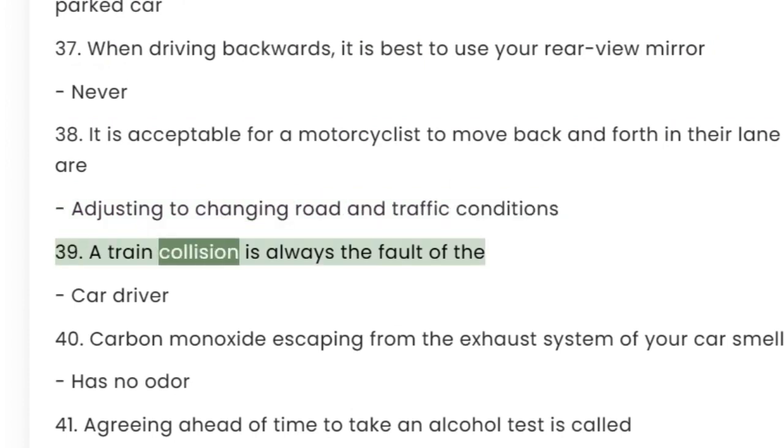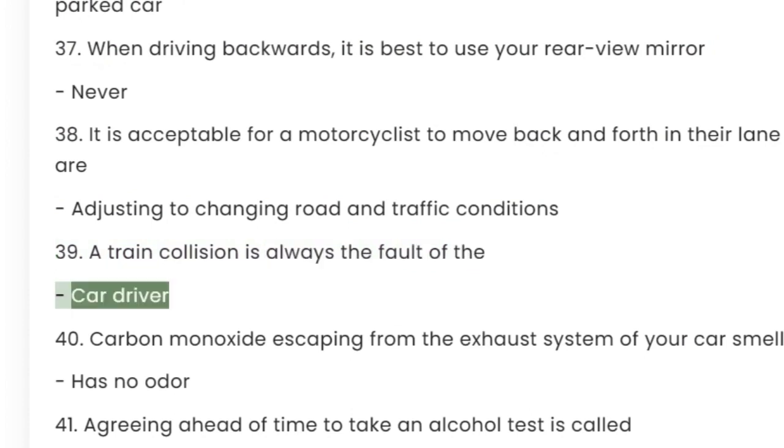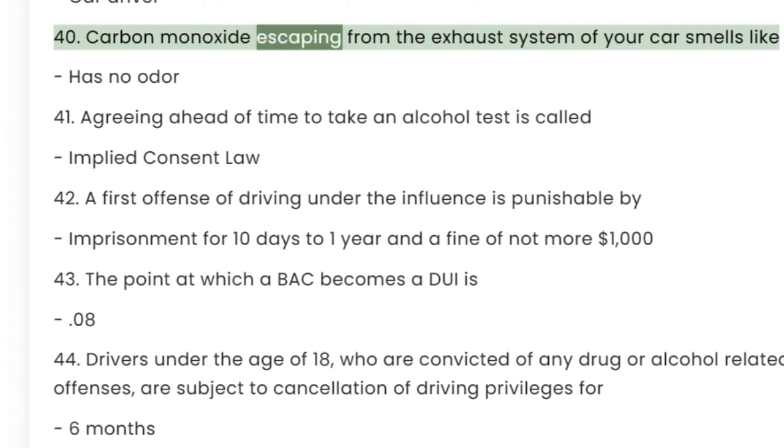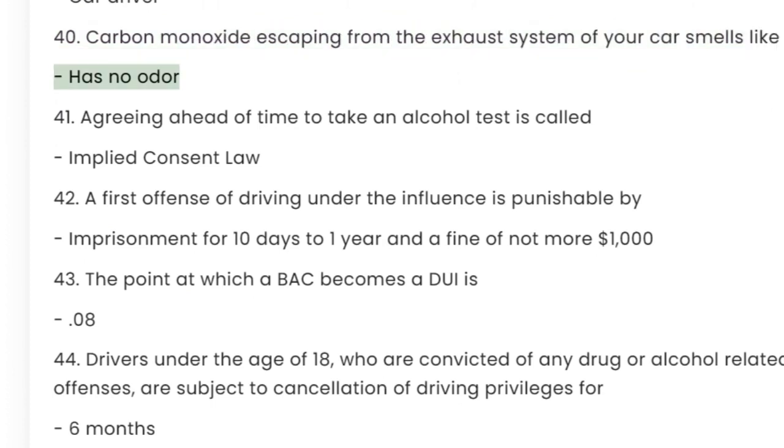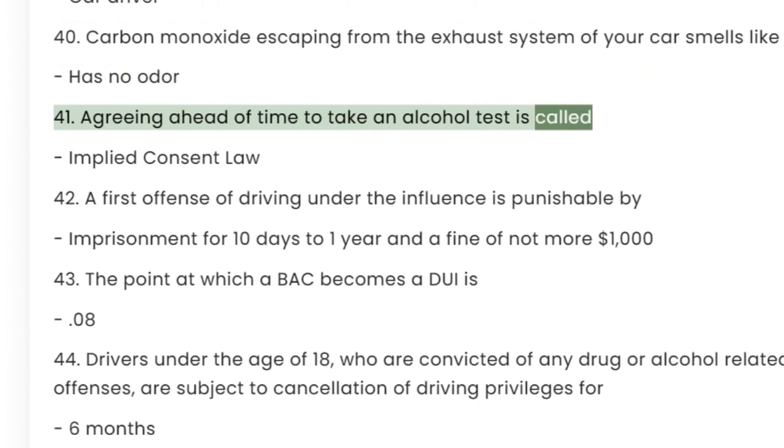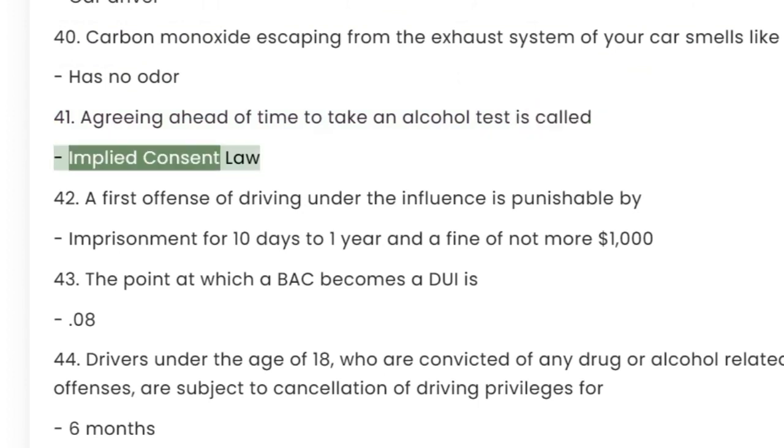39. A train collision is always the fault of the car driver. 40. Carbon monoxide escaping from the exhaust system of your car has no odor. 41. Agreeing ahead of time to take an alcohol test is called implied consent law.